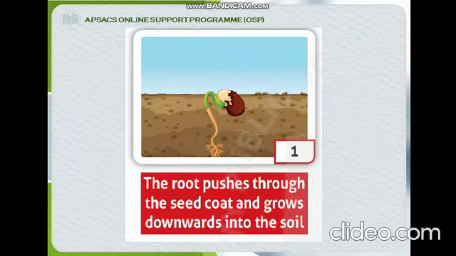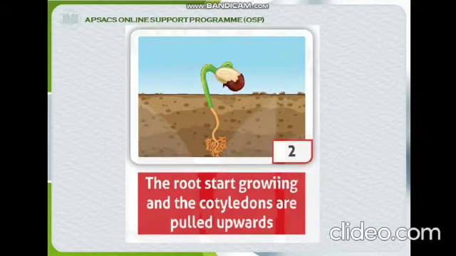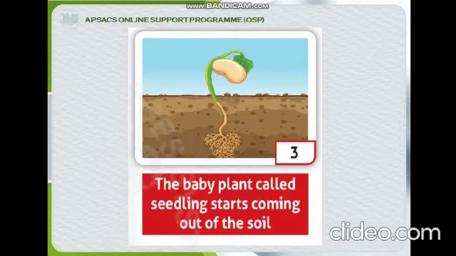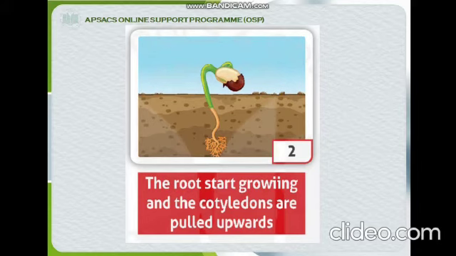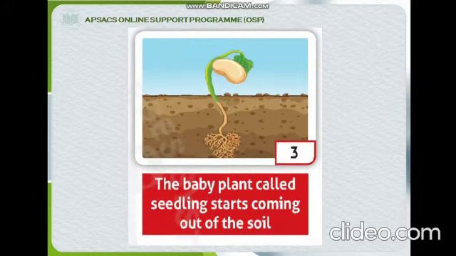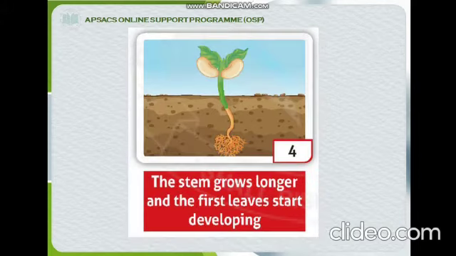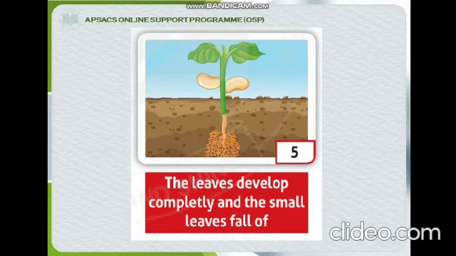The root pushes through the seed coat and grows downwards into the soil. The next stage is the root keeps growing and the cotyledons are pulled upward. The baby plant, called a seedling, starts coming out of the soil. Then the stem grows longer and the first leaves start developing. The last stage is the leaves develop completely and the small seed leaves fall off. The whole process is called germination. Over here, the germination is completed.